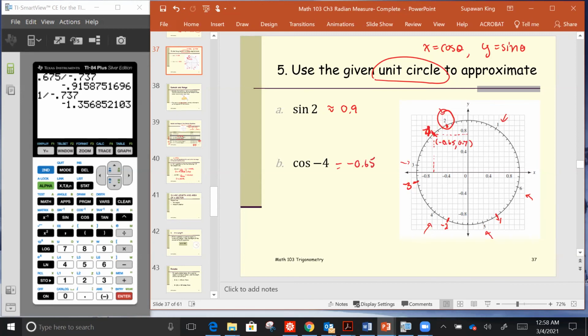And let's use the calculator to verify both values. Sine of 2 is about 0.9 for part A, and cosine of negative 4 is about negative 0.65.